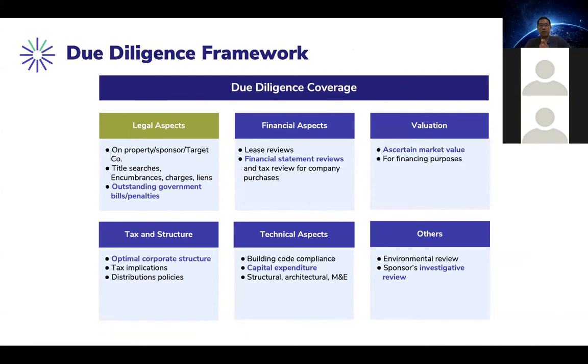First is legal due diligence, right? This is a very important aspect. And what we are trying to uncover is to ensure that the title to the property is clean. This means that the property title is free of encumbrances, legal charges, or liens. So we don't want to take over a property and discover further down the road that someone else has a legal stake on the asset. So that's a very important part of the legal due diligence.